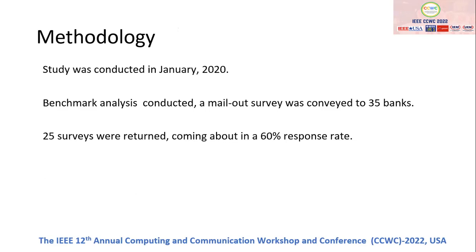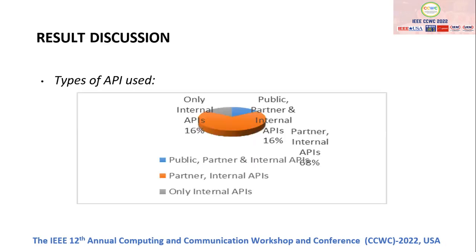In this research work, we have done a study of 35 banks in Bangladesh. From the 35 banks, we got a response from 25 banks, about a 60% response rate. We asked about and reviewed their systems for API security, whatever security they are using in their API consumption or API distribution. We studied that information and did a more detailed analysis of their infrastructure and whatever security measures they are implementing in their APIs. So in that research, we are presenting this work.